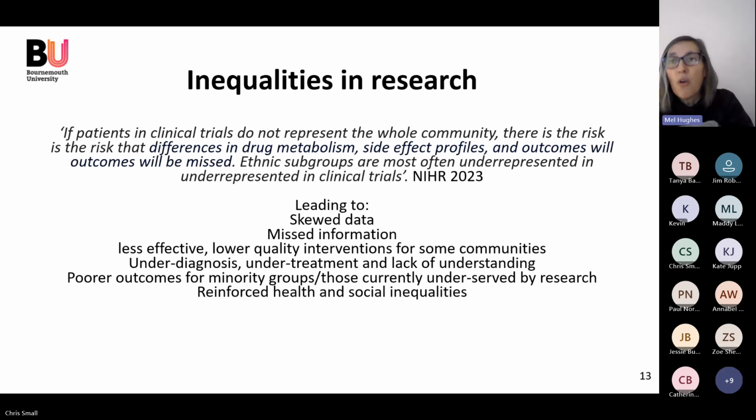We know that it's not currently, that there are real inequalities in research, and that lots of research is actually reinforcing health and social inequalities rather than addressing them. Here's a quote from NIHR, looking specifically at clinical trials, so one of the types of health research. If patients in clinical trials do not represent the whole community, there is a risk that differences in drug metabolism, side effect profiles and outcomes will be missed. Ethnic subgroups are most often underrepresented in clinical trials.